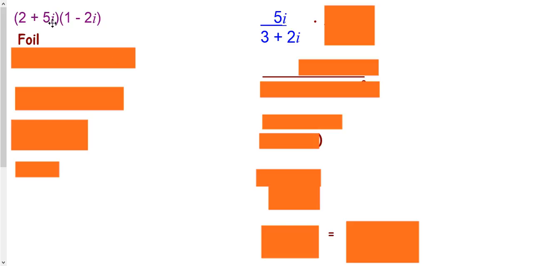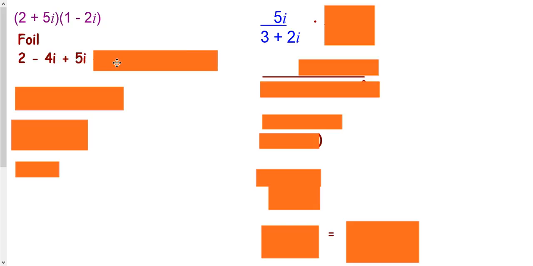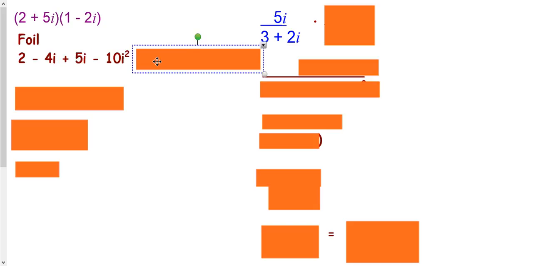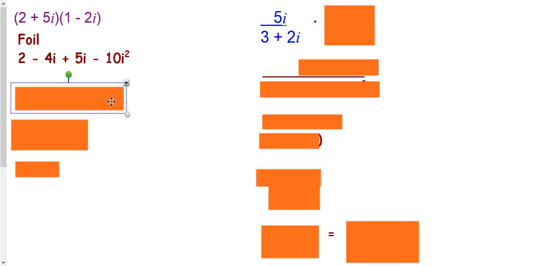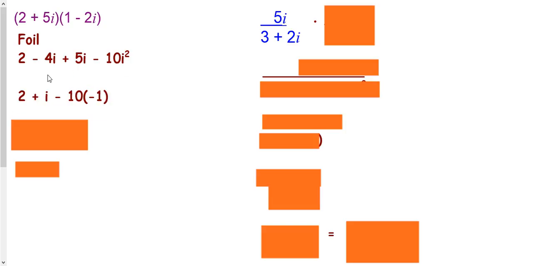Now here we just have two terms times two terms, so we have to FOIL our first terms, our outer terms, our inner terms, and our last terms. Remember, i times i is i squared. Now remember, i squared would simplify down to a negative 1. Combine our normal i's together in the middle, it gives us positive 1i. So then we get 2 plus i plus a 10, so that we get 12 plus i.